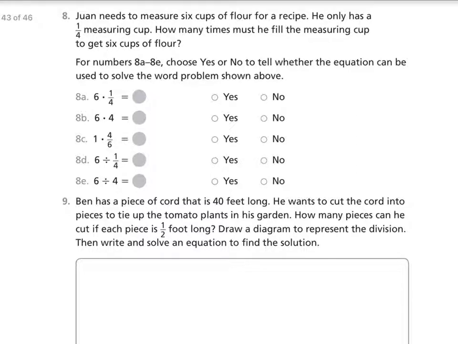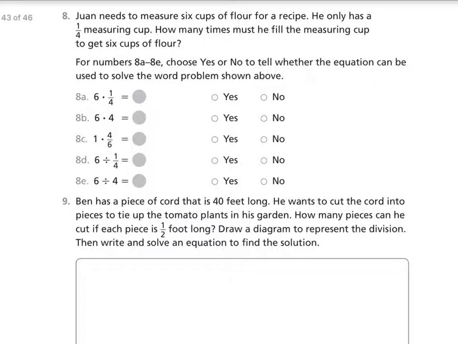Question number 8. I need to measure 6 cups of flour for a recipe, except I only have 1/4 of a measuring cup. How many times must I fill up my measuring cup to get my 6 cups of flour? The question here is asking you to bubble in yes or no for each of the 5 different ways that you might be able to solve this problem. So you're going to have to go through 8A, B, C, D, and E and decide whether or not this is an equation that can be used to answer the question.